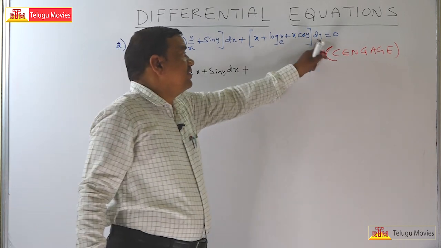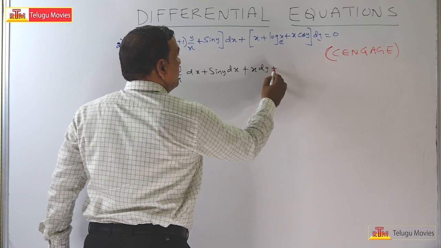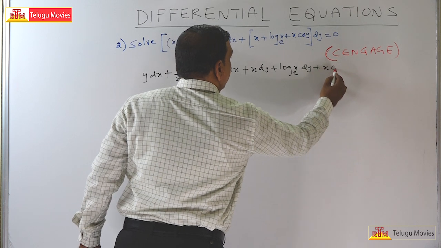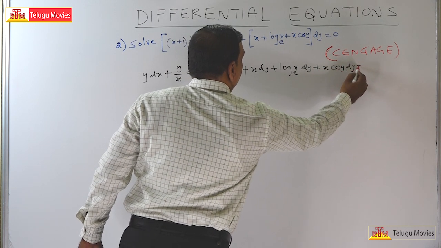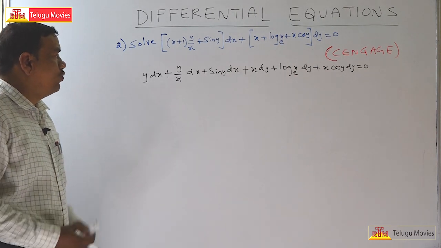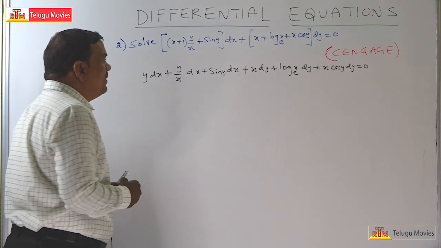There you multiply dy with these three terms, that is x into dy plus log x to the base e into dy plus x cos y into dy is equal to 0. Now next what we have to do is group the terms together. Grouping the terms means what?